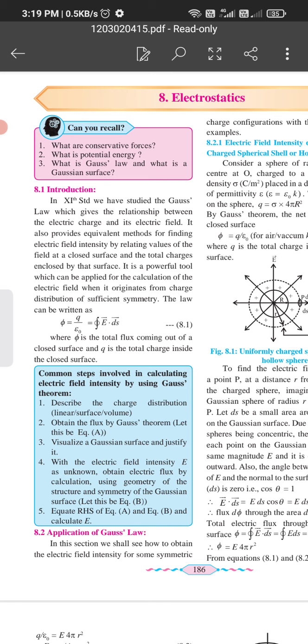So the Gauss law can be written as phi is equal to q upon epsilon naught is equal to closed integral E bar dot ds, where phi is the total flux coming out of a closed surface and q is the total charge inside the closed surface.